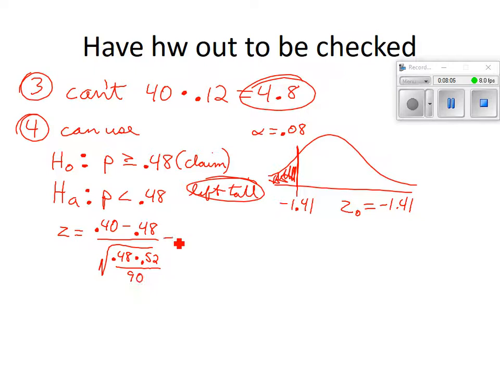On the top, I can do the top part here. That's negative 0.08. Somebody do the bottom part for me. Square root 0.48 times 0.52 divided by 90. So we'll say 0.053. Now what do we do with those two? Divide it. I know it's going to be a negative. What's 0.08 divided by 0.053? So negative 1.51.